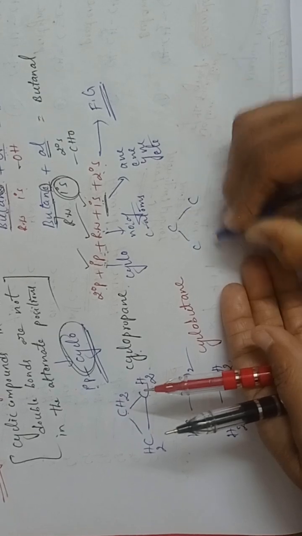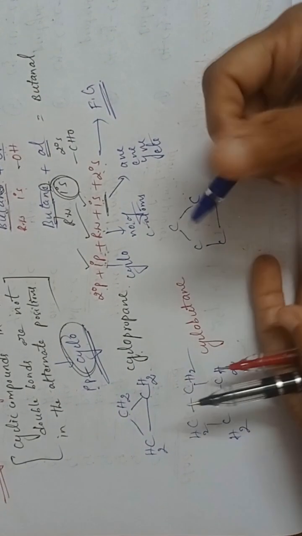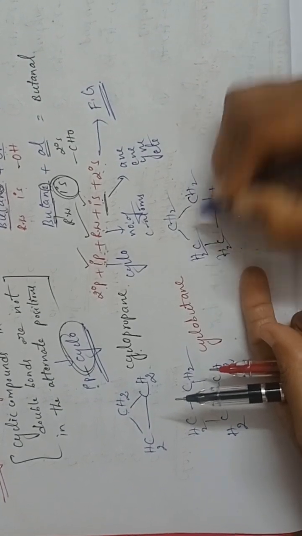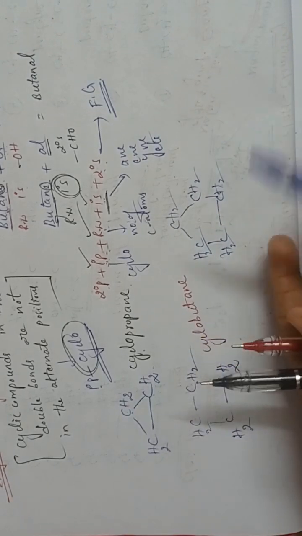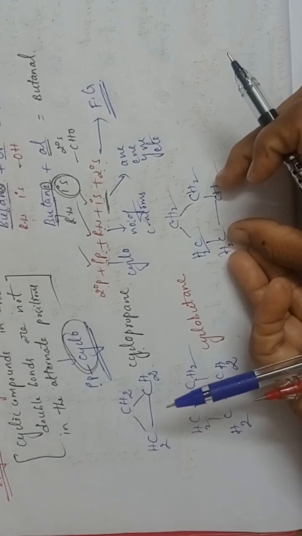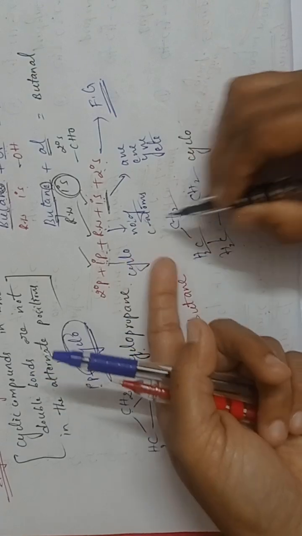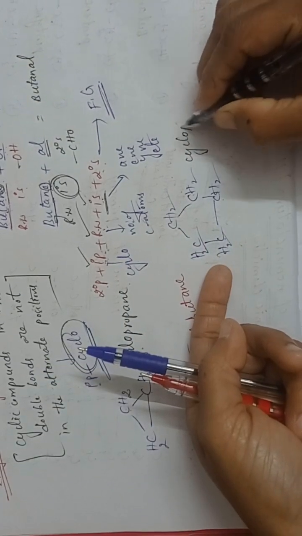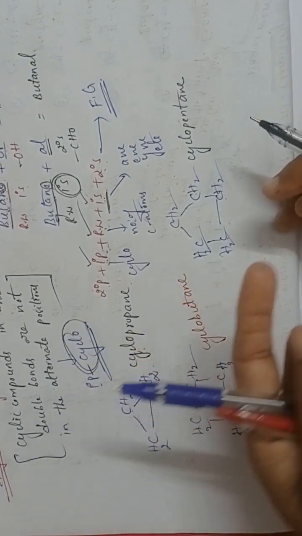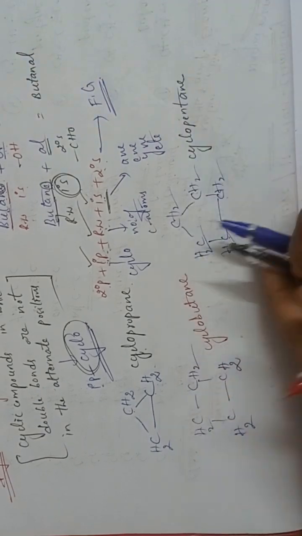Now take another example, students. 1, 2, 3, 4, 5. Balance this one: CH2, CH2, CH2, CH2, CH2. Tell me, students, what is the name of the compound? First of all, it is a closed chain structure, so the primary prefix will be cyclo. Next, root word. How many carbon atoms? 1, 2, 3, 4, 5. Pent. Primary suffix ane. Cyclopentane. The given compound is cyclopentane. Clear? Cyclopentane.